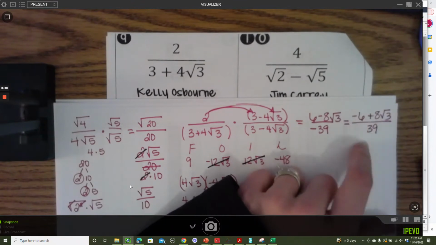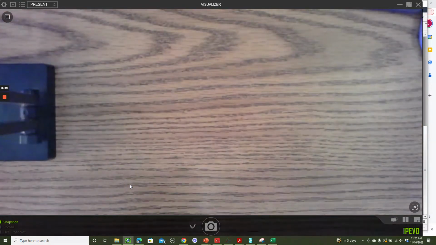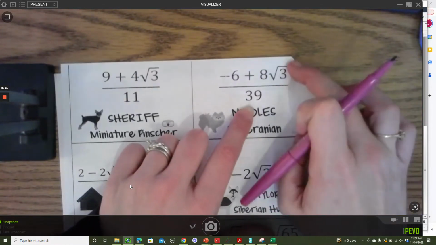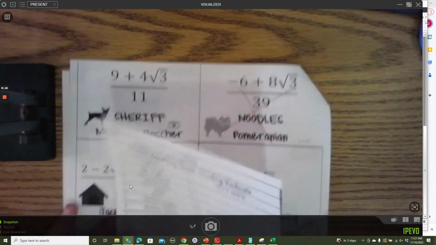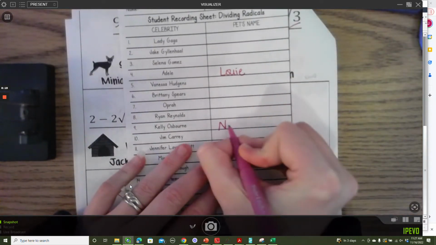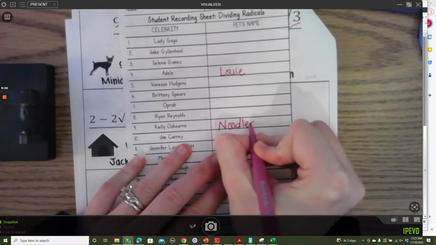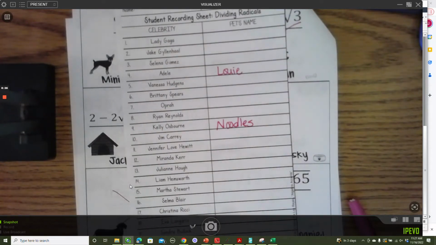All right, so we're looking for a bottom of 39. The bottoms, there's not many that repeat, so you can check using just the bottoms. So that's Noodles. So Kelly Osborne is Noodles. On a lot of these, if they don't need further simplification, if you can just get the denominator, you can kind of go through and check and find the right answers. Not all of them, but some.